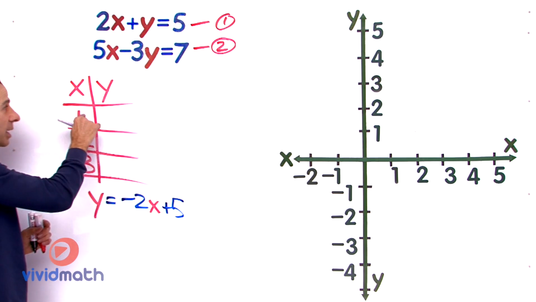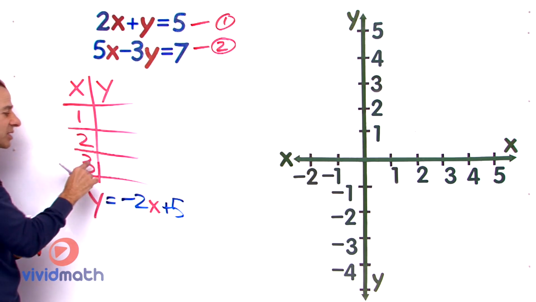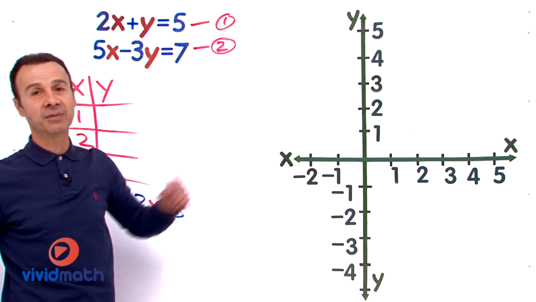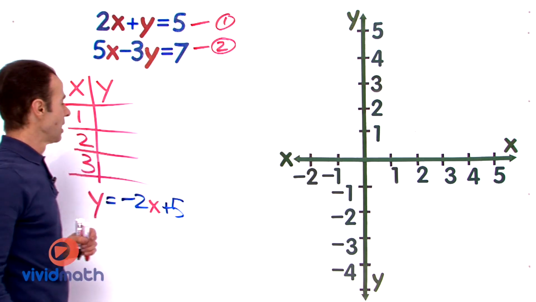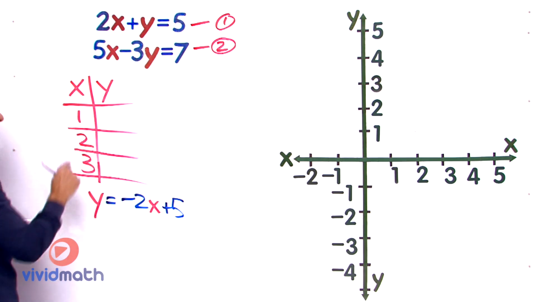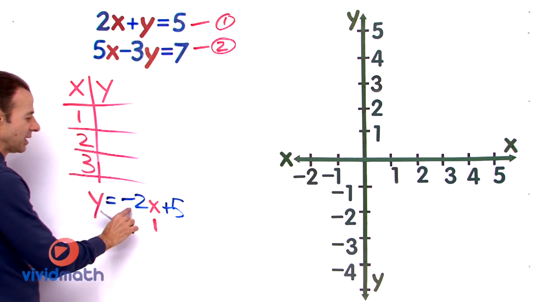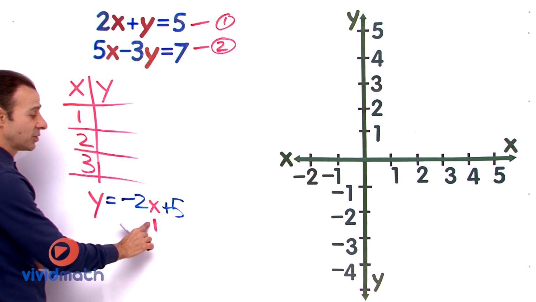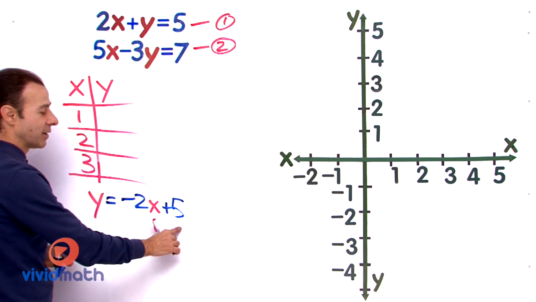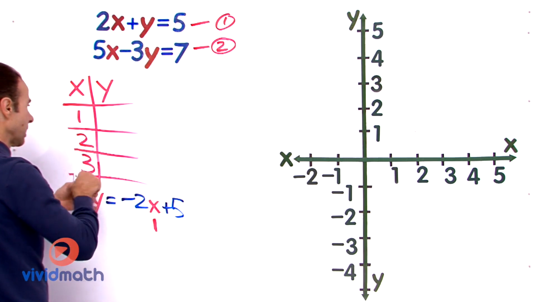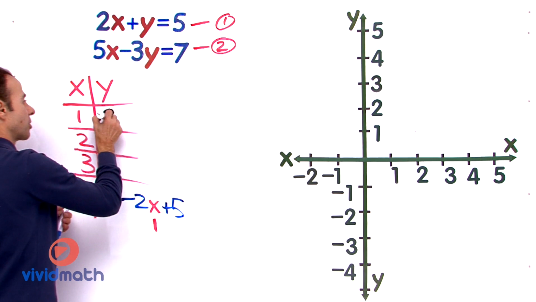Let's substitute x equals 1, x equals 2, and x equals 3 in here and see what we get for the y values. And then we're going to plot it so we can sketch that line. So let's go with x equals 1. Let's substitute x equals 1 in here. It's going to be negative 2 times 1, which is negative 2, plus 5. Negative 2 plus 5 is going to be a positive 3. So we're going to get 3 here.